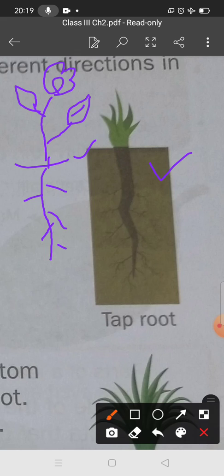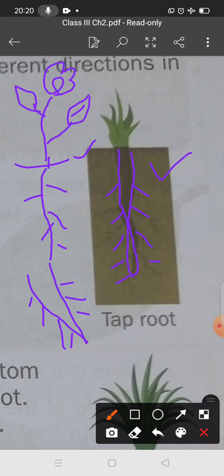So you can see this diagram. There is a main root, and many thin roots grow along from the main root. Plants like pea, blossom, mustard, carrot have the taproot, and radish also. Suppose this is the radish and this is the main root. The many side roots grow along with the main root.